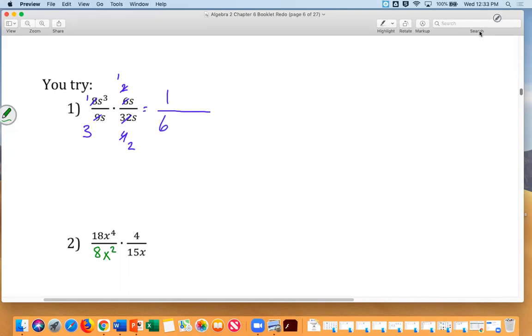Okay. I understand my way can be a little confusing, but you can choose your battles. Okay. This s and that s, they cancel. S cubed, s squared. Well, the 3 becomes a 2. That s gets canceled. So I have 1s squared over 6. All right.